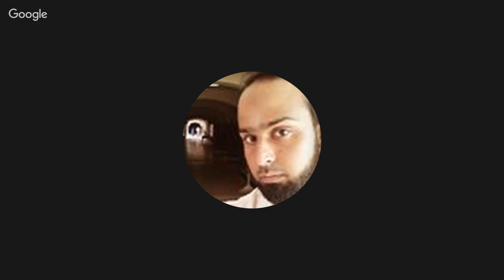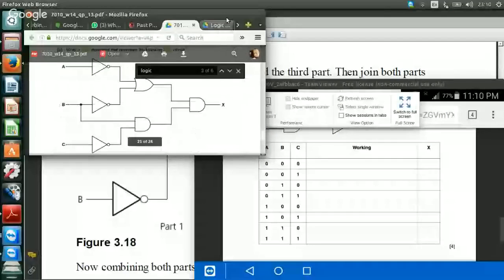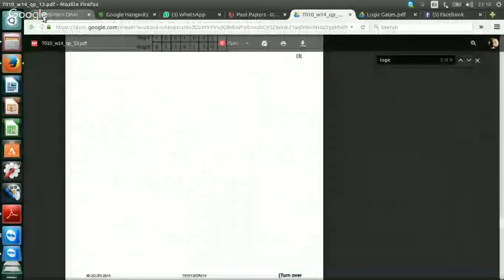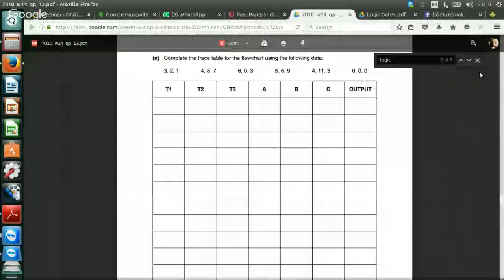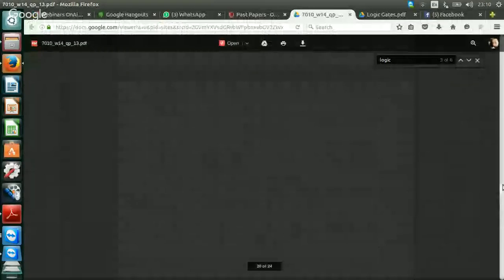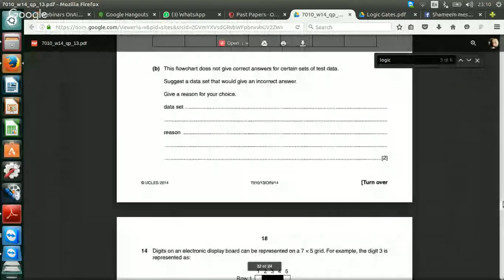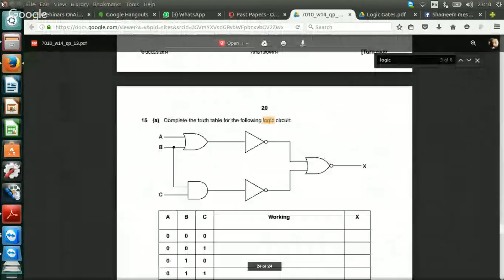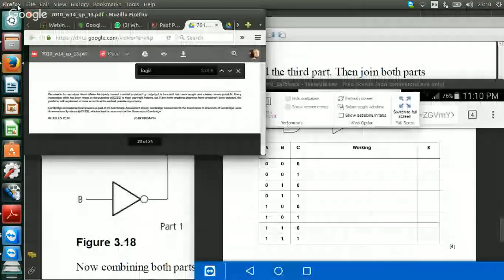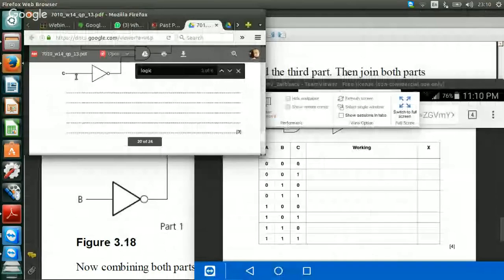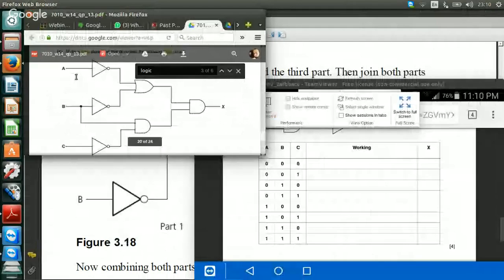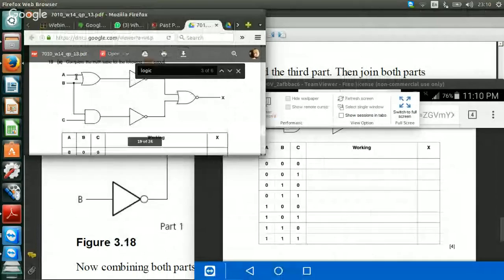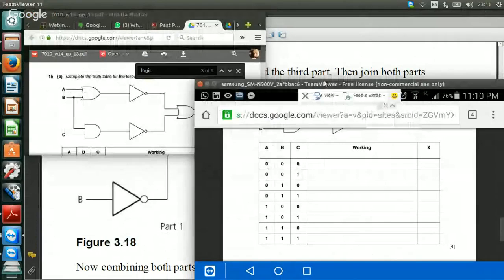Page number 22. Page number 22, right? There we go. Come on. Yeah. Here we go. So we have everything in front of us.